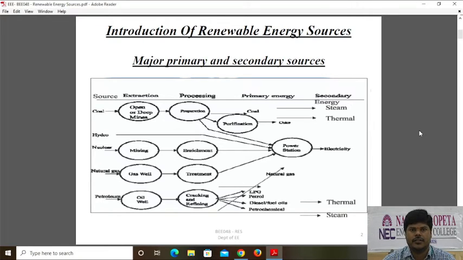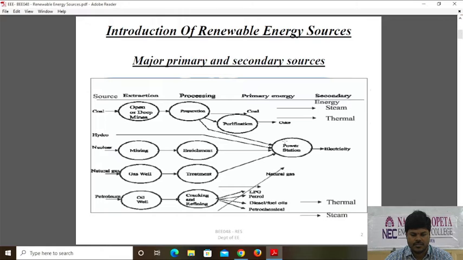Page about renewable energy sources. So majorly energy sources are classified into two types: renewable energy sources and non-renewable energy sources. Here we can see the introduction of renewable energy sources. We are having a total of major primary and secondary sources.